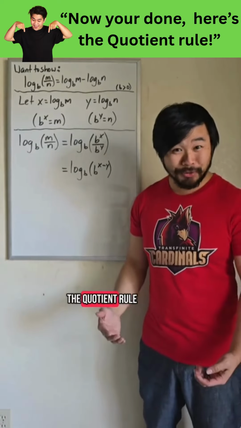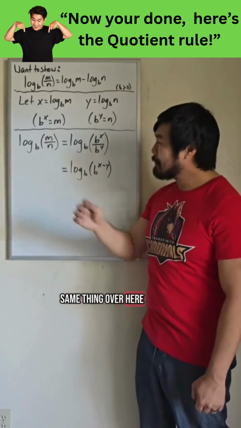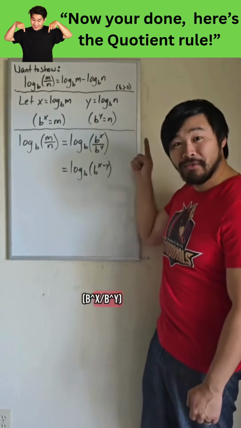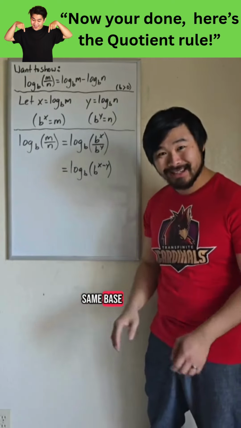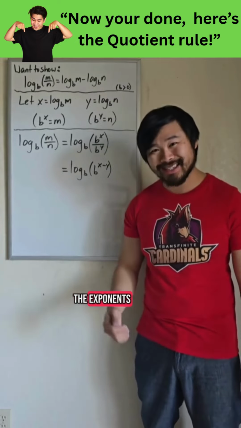Now with proving the quotient rule for logarithms, we're going to do something similar. We have the same thing over here. We're going to rewrite log base b of m over n as log base b of b to the x over b to the y. Now when we're dividing two quantities and they have the same base, we can rewrite this so we're writing the base once and we subtract the exponents.